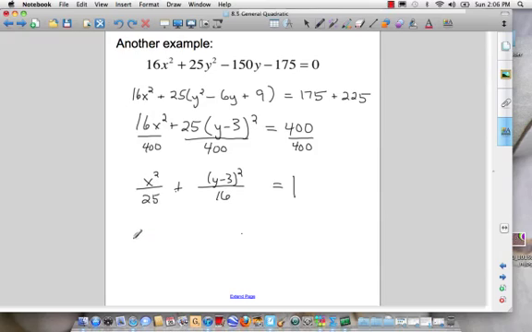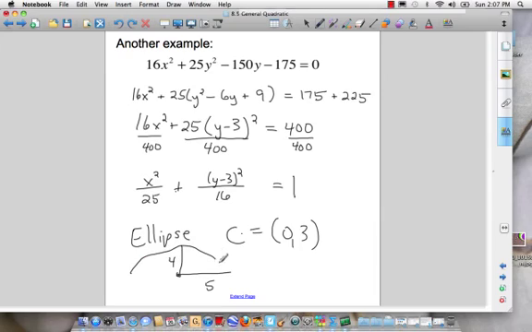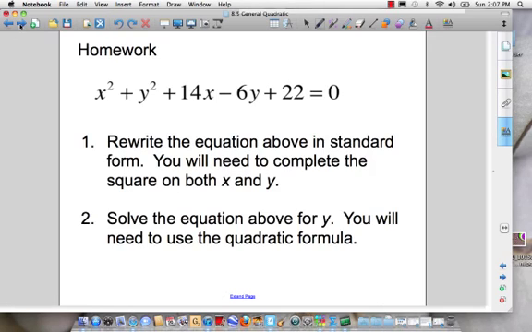So now I know that this is an ellipse. And it is centered at 0, 3. And horizontally, it's going to be 5. And vertically, it's going to be 4. That's the square root of these numbers. So, you know, it's going to look something like that. Centered at 0, 3.